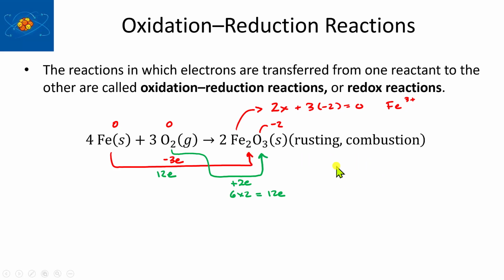Now, just keep in mind, the iron is being oxidized because it's losing the electrons. Let me write that down, oxidation. And then the oxygen is being reduced because it's gaining electrons, because it went from 0 to minus 2 in this compound.